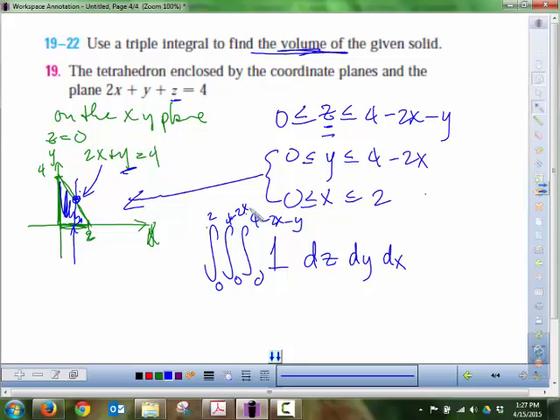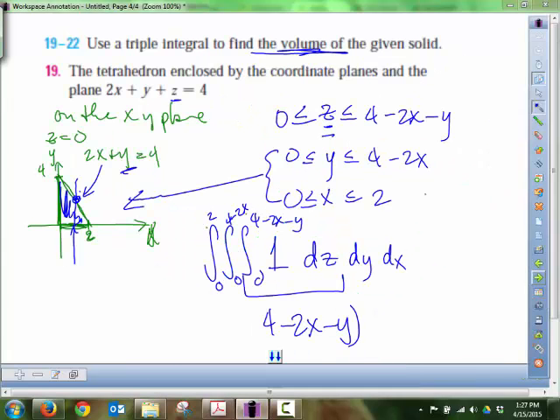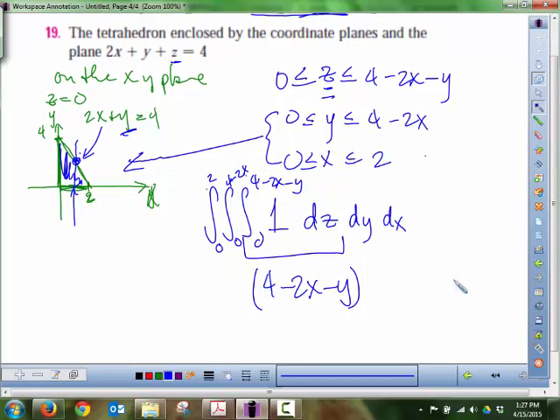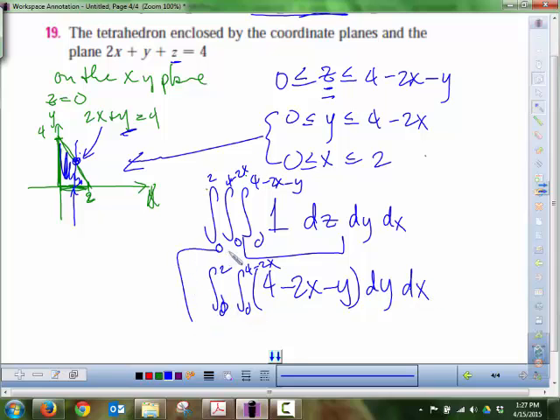Wait, before you say anything, let me do the inside integral first. The integral of this with respect to dz is just z, and then I evaluate it here, so it's 4 minus 2x minus y. Okay, so that's the inside integral. But now I attach the other two integrals that I haven't done yet, 0 to 4 minus 2x with respect to y, and then 0 to 2 with respect to x. Jason, what were you going to say?